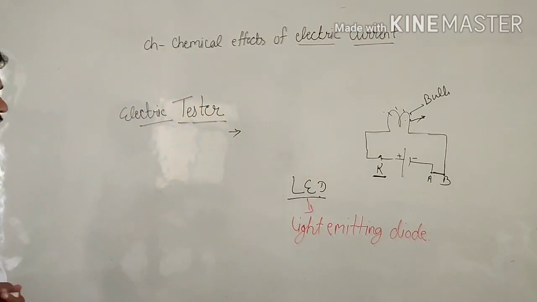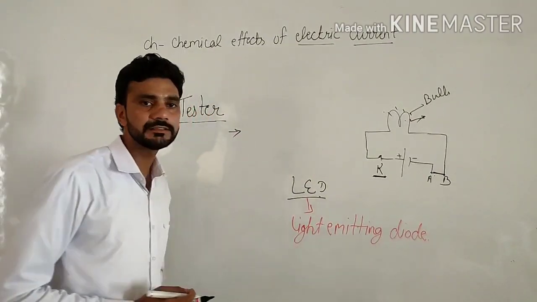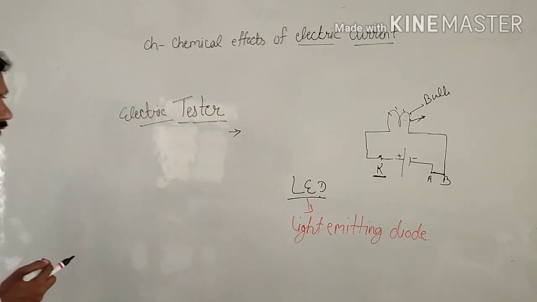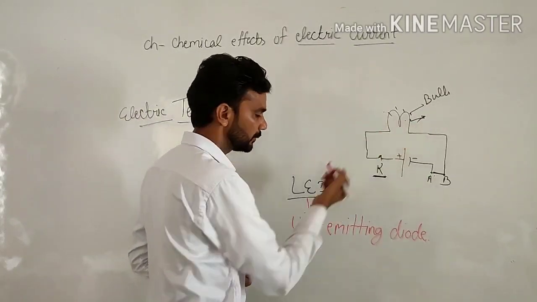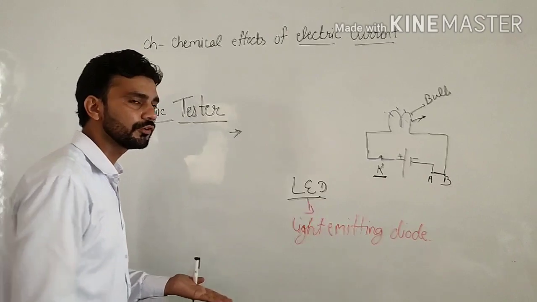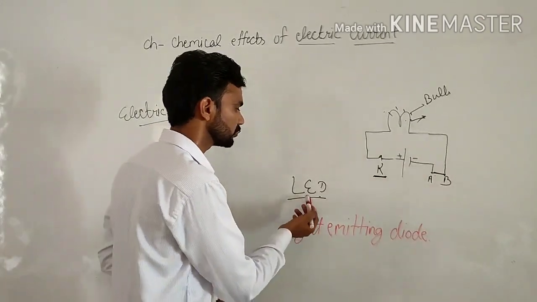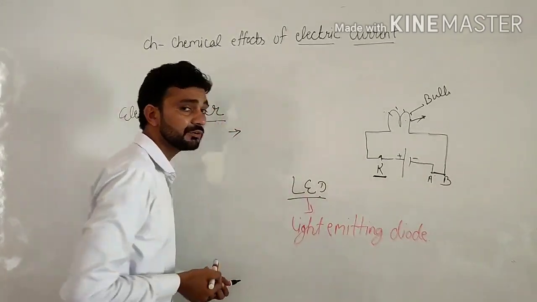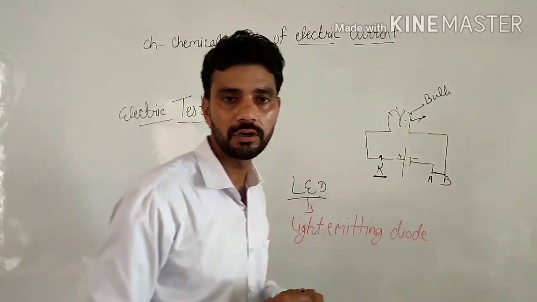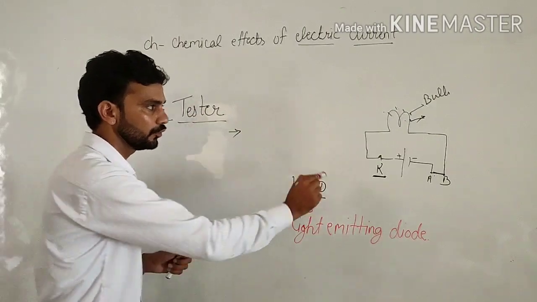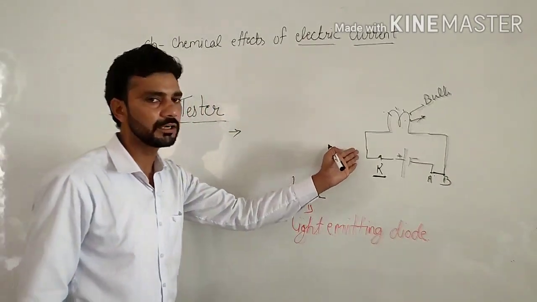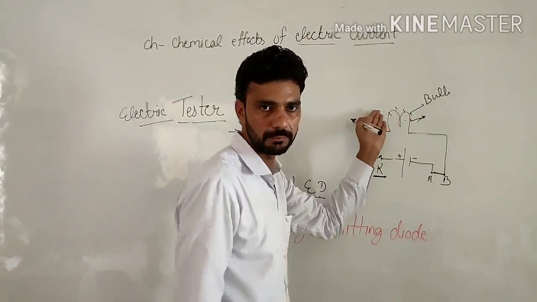With the help of an LED, we can check whether current is flowing through the circuit or not. If the LED glows, it means current is flowing through the circuit. If it does not glow, it means current is not flowing through the wire or circuit. In which case do we use an LED? If the amount of current is small, if a small amount of current is flowing through the circuit, in that case we will use LEDs. If a large amount of current flows through the circuit, then we can use a bulb.